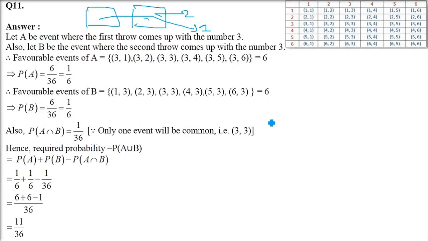Now coming to the events. A is the event of getting 3 on the first die. B is the event of the second die producing 3. In event A, the first die produces 3 and the second can be anything. But in event B, the first can be anything and the second has to be 3. Right? So now let us find the probability. First 3 will come only in this row: 3,1; 3,2; 3,3; 3,4; 3,5; 3,6. These are 6 elements. So the number of favorable elements for event A is 6.